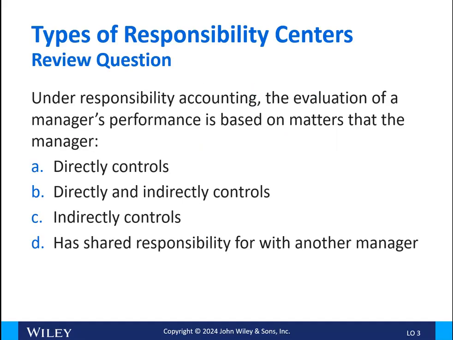Another review question. Under responsibility accounting, the evaluation of a manager's performance is based on matters that the manager: A, directly controls, B, directly and indirectly controls, C, only indirectly controls, or D, has shared responsibility for with another manager. So responsibility accounting is directly controlling costs. So it's only the things that are controllable.